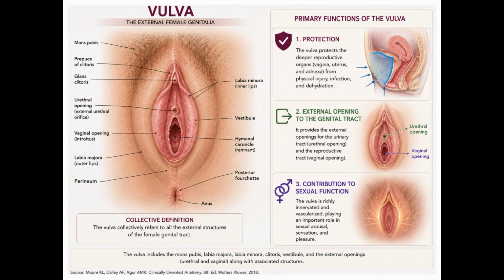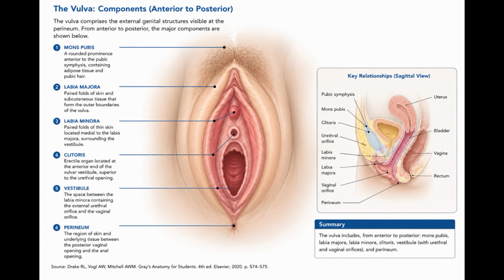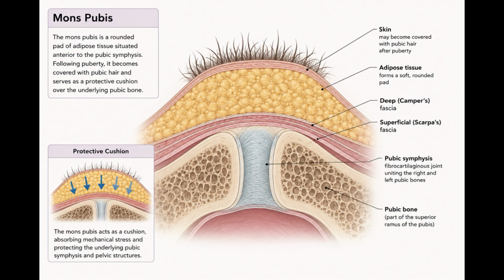The vulva collectively refers to all the external structures of the female genital tract. Its primary functions are to protect the deeper reproductive organs, provide the external opening to the genital tract, and contribute to sexual function. From anterior to posterior, the vulva is composed of the mons pubis, labia majora, labia minora, clitoris, vestibule, and finally the perineum. The mons pubis is the rounded pad of adipose tissue situated anterior to the pubic symphysis. Following puberty, it becomes covered with pubic hair and serves as a protective cushion over the underlying pubic bone.